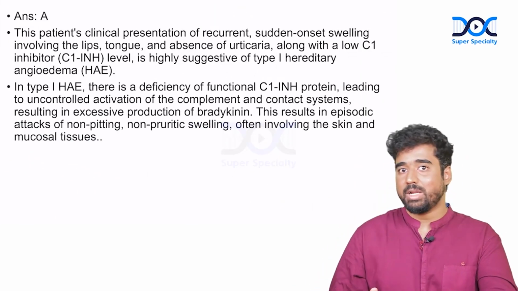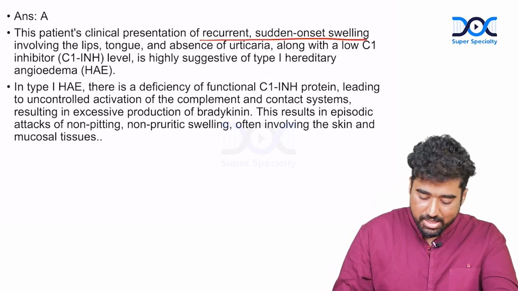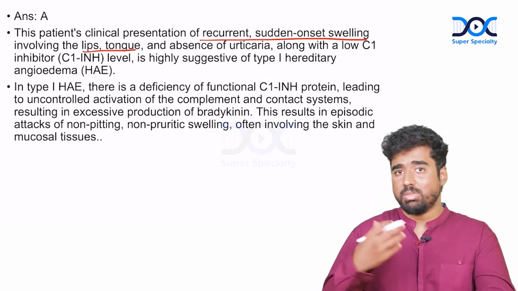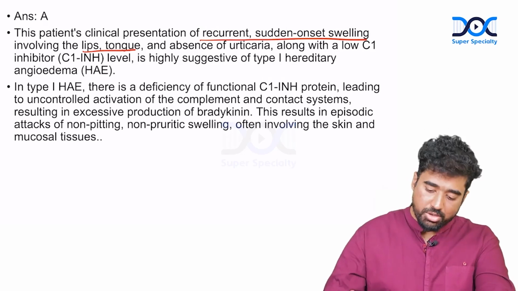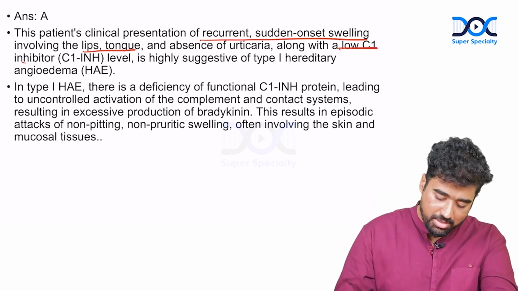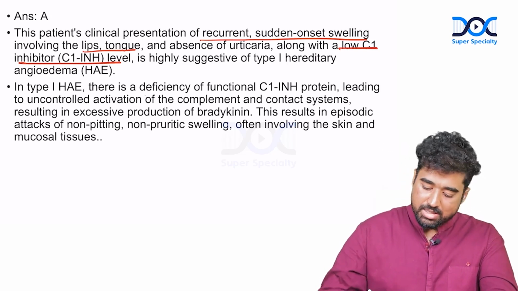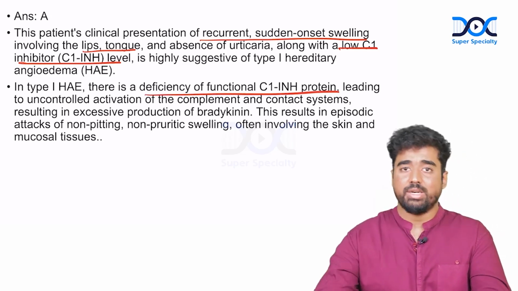So here, this particular patient's clinical presentation of recurrent sudden onset swelling with lip, tongue and upper GI involvement, with absence of urticaria or a trigger, along with the giveaway of low C1 esterase inhibitor levels, is highly suggestive of type 1 HAE. And here there is a deficiency of functional C1 inhibitor protein.